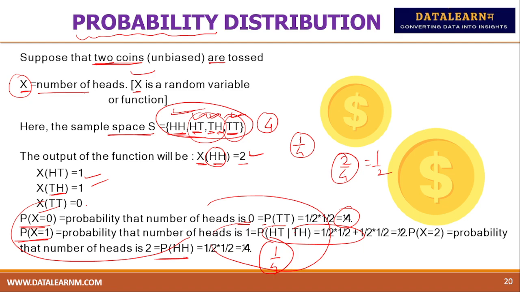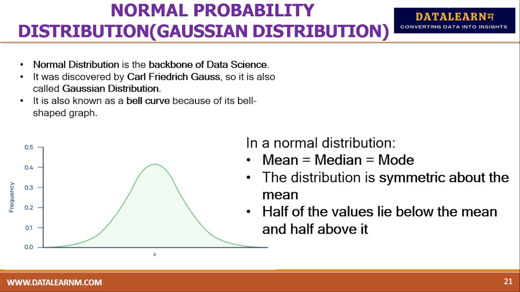2 times head is occurring 1 time, 1 by 4. No heads occurring is 1 time, 1 by 4. That experiment's occurrence is 1 only, 1 by 4. And for this it will be 2 by 4 only. Overall summation will be 1 by 4 plus 2 by 4 plus 1 by 4, which is equal to 1. Overall probability is always 1 only. Yes? Clear? Yes, sir. So this is how probability distribution is working.